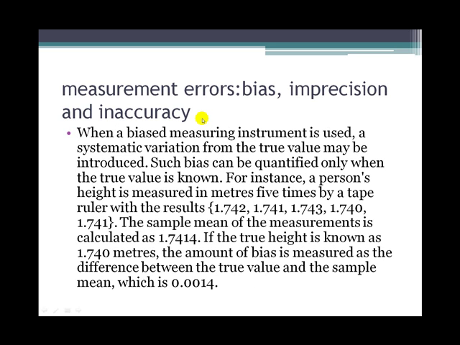For instance, a person's height is measured in meters 5 times by a tape ruler with those results. The sample mean of the measurements is calculated as that. If the true height is known to be 1.740, the amount of bias is measured as the difference between the center here, the average of these, and this. So this is called the bias.